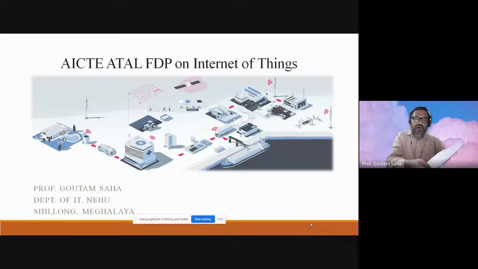Now, Internet of Things is not a very old technology. It's a very new technology. Just like other useful technologies which have come to the world from the war field, Internet of Things is also a modification of war field technology, the technology which was used in the war and has come for societal benefit.